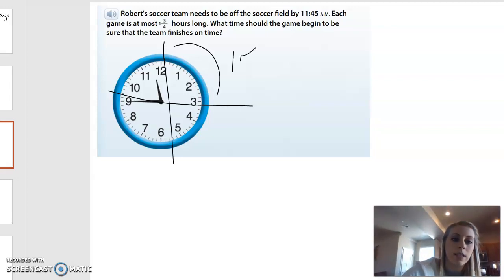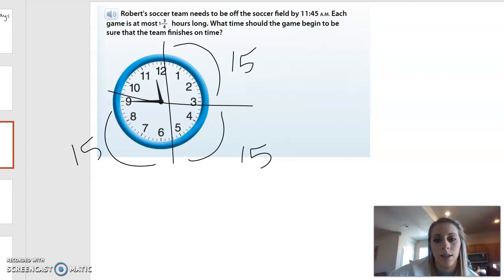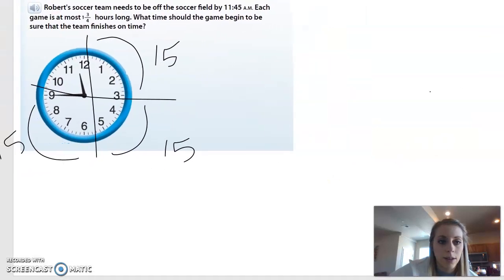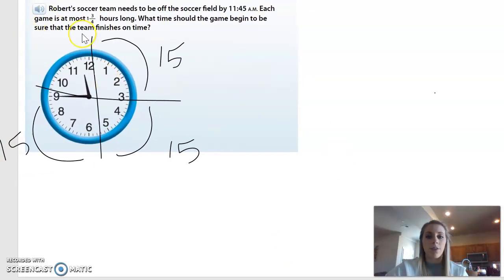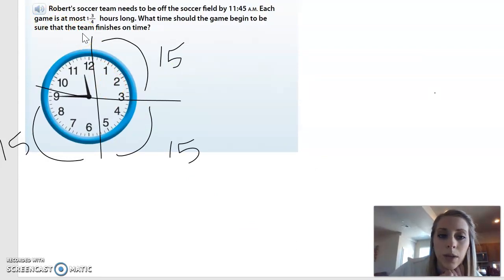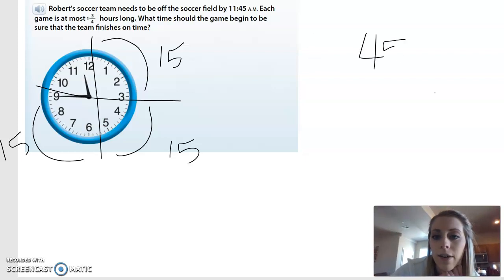I know that this to this equals 15 minutes. Here to here is another 15 minutes. Here to here is another 15 minutes. Here there is another 15 minutes. Okay, so what we do with those 15 is we know that 3/4 of an hour is 45 minutes. Okay, so we are going to be working backwards with this problem.